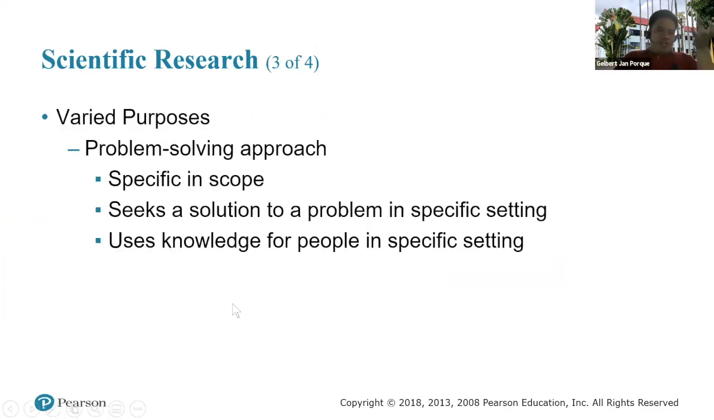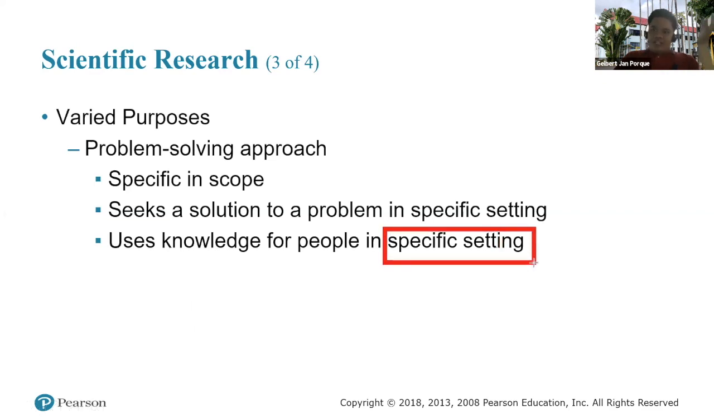Varied purposes. So there are different purposes. It could be specific in scope. It seeks a solution to a problem and uses knowledge for people in a specific setting. So this knowledge could be used for people in a specific setting. Take note, although I talked about how generalizable the data is earlier, rarely can you find a research that is applicable for the entire world.